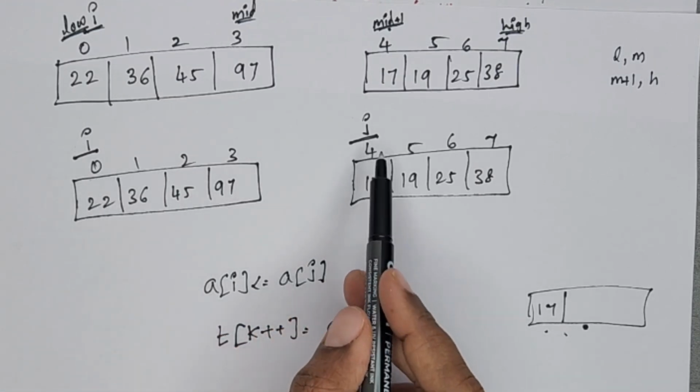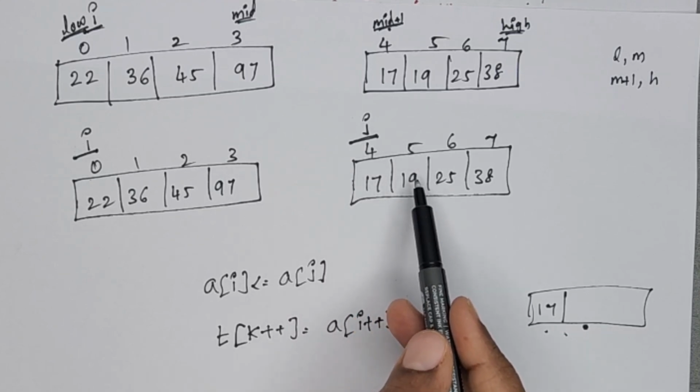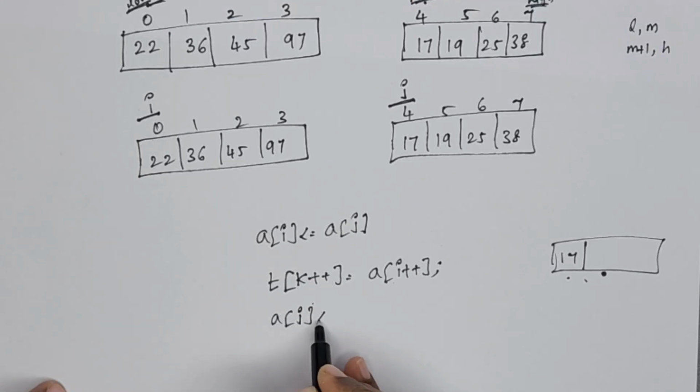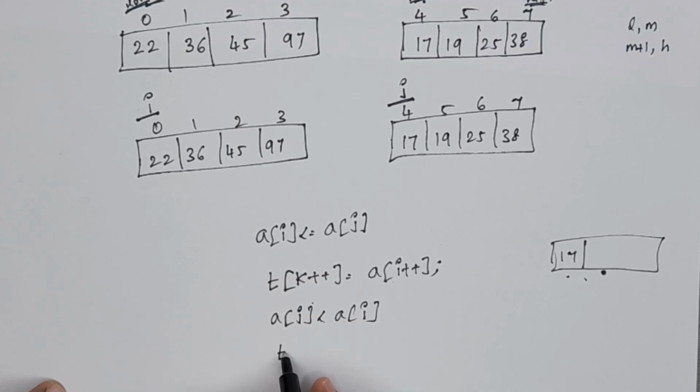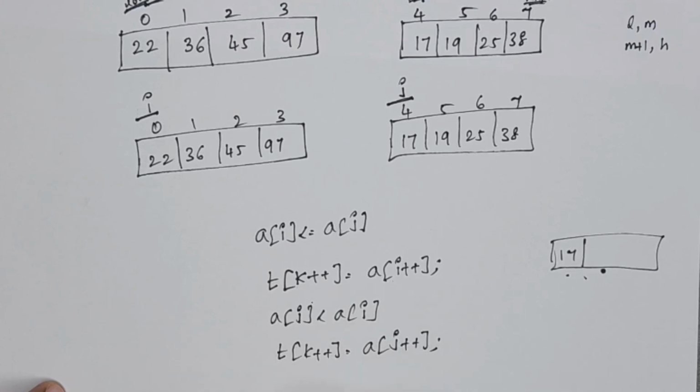See, after we copy the ith element or jth element, immediately that value is incremented by 1 because we have to compare the next element. So instead of writing 3 statements, I have combined them into a single statement. T of K equals A of I, then you increment K++ and I++. So if A of I is less than or equal to A of J, A of I will be assigned to T of K. Else, it means that A of J is less than A of I, then T of K++ equals A of J++. The jth element we have to copy.